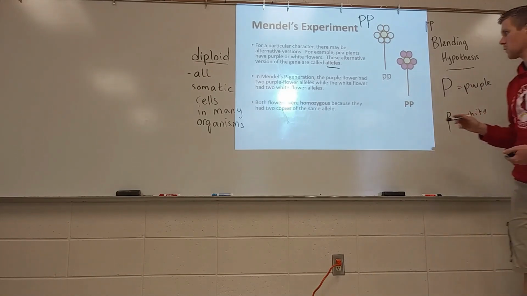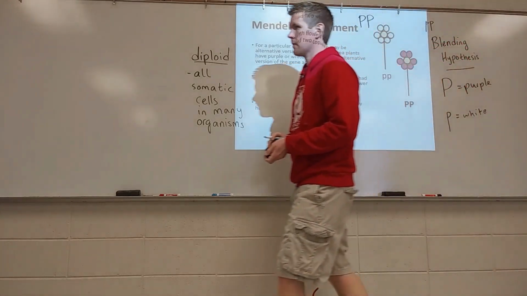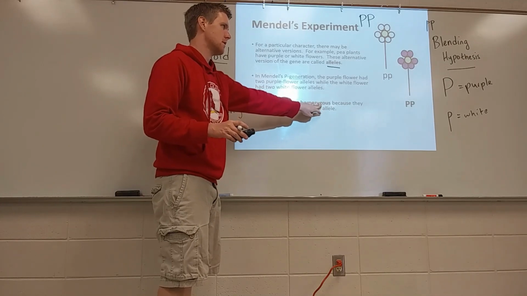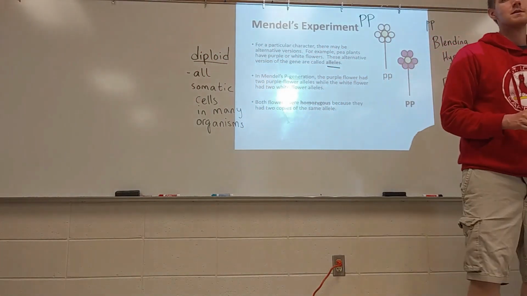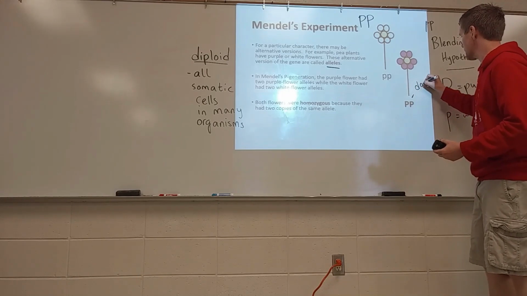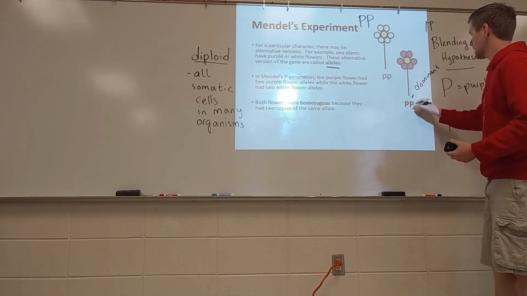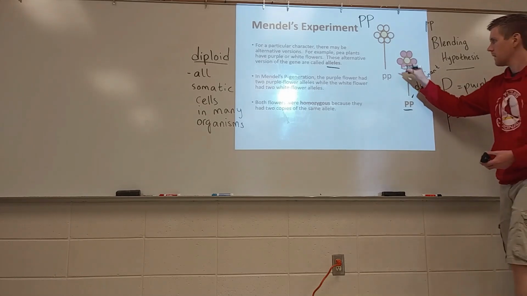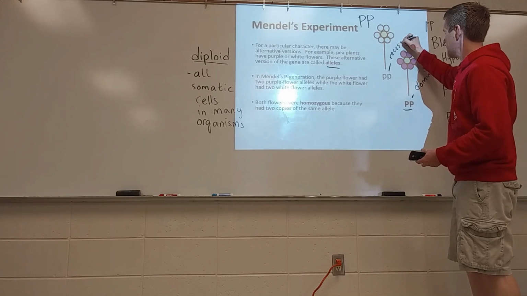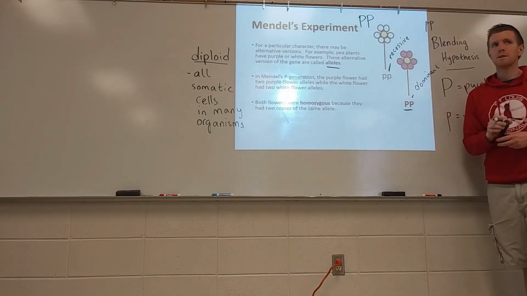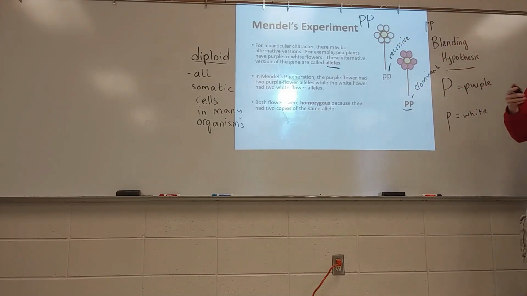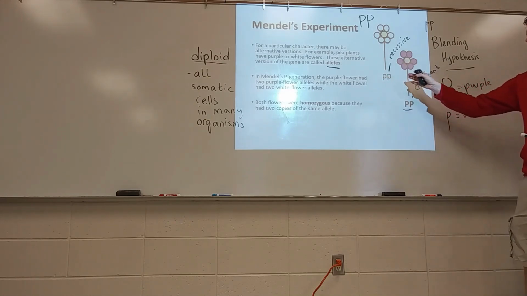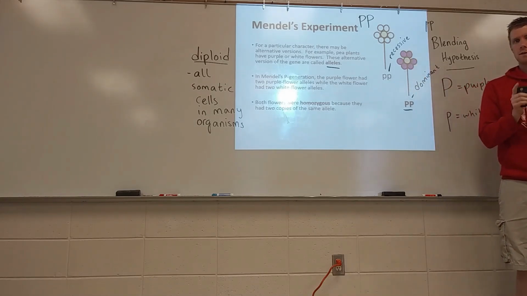Another word to note is the word homozygous, right? Homo means same, so in this case it means same alleles. The purple flower is homozygous dominant because it has the dominant physical trait, the dominant allele. The little p of the white flower is homozygous recessive because it has 2 copies of the same recessive allele. Both homozygous, but homozygous dominant, homozygous recessive.